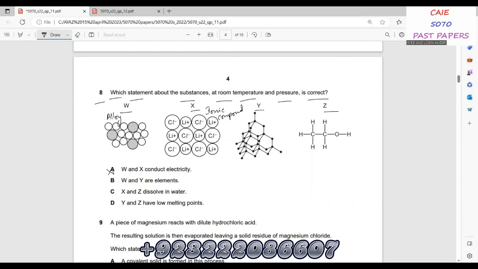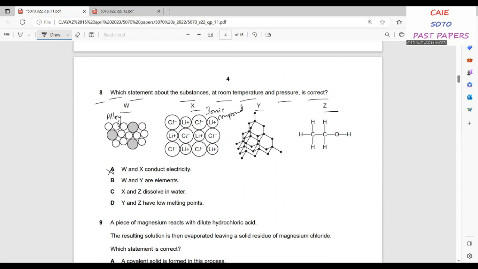B. W and Y are elements. W is an alloy. Y is diamond. So diamond is an allotropic form of carbon. So it is an element, but W is not an element. So this is wrong.